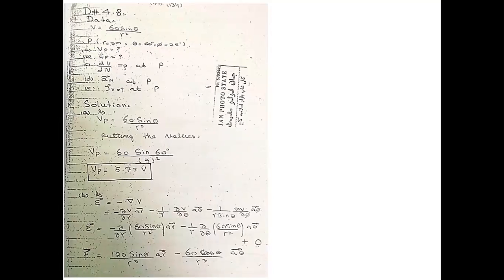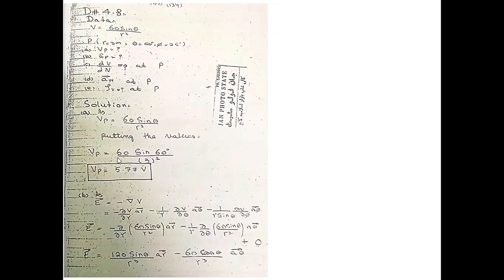So solution, VP, part A is very simple. We just have to put r is equal to 3 meter and theta is 60 degree in this equation, and there is no phi involved in this equation, so this will be useless. So 60 sine 60 degree over 3 square, so we will get Vp is equal to 5.77 volts.